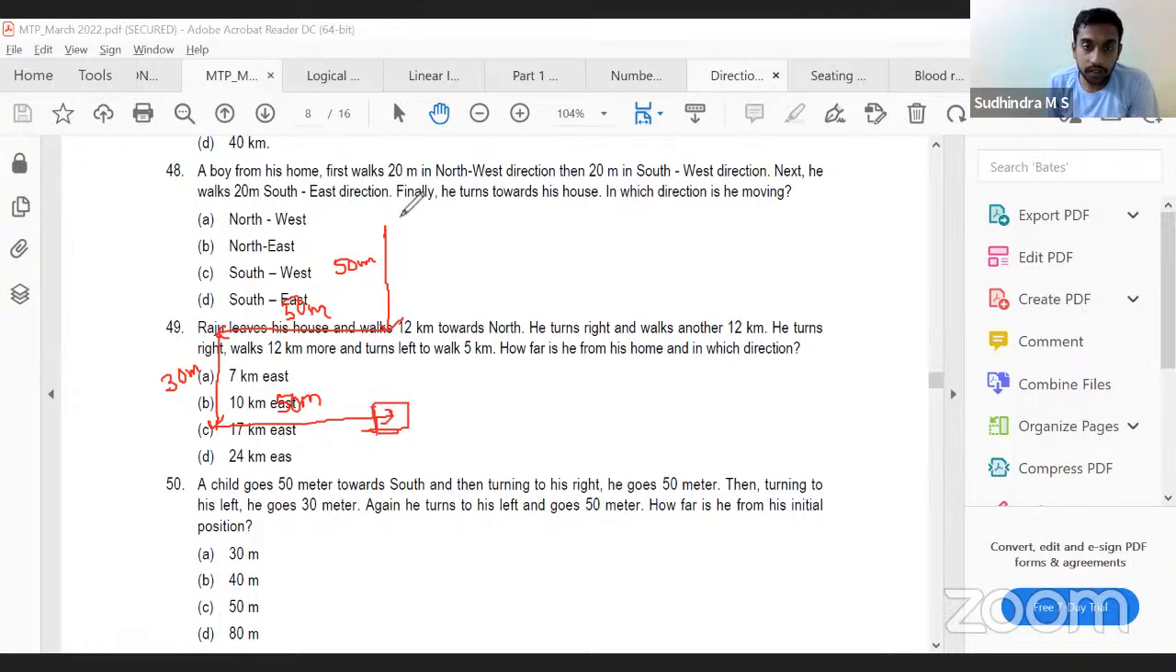How? He has 80 meters. 80. It's 80, right? 30 plus 50. Yeah, it's 80. So 50 and this 30. So it should be 80. Right? So taking left and taking right, we have to be very careful. So it's in the opposite direction. So we have to be a little careful.